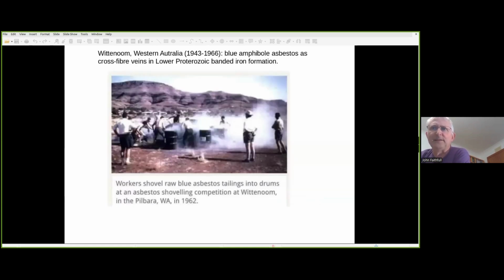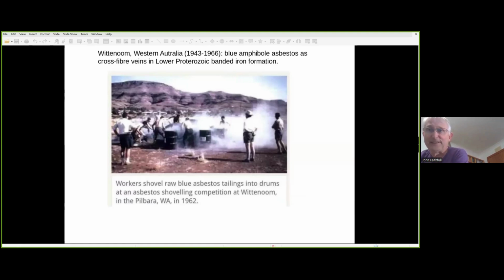Another place here is Wittenoom in Western Australia. There's a blue asbestos deposit, as cross-fibre veins in Lower Proterozoic BIF. Quite a lot of the mining companies working in the Pilbara and so on have to watch out for this, because these giant mining operations are quite often dislodging and having to work through materials which do contain these blue amphibole veins. So the industrial documentation associated with these is actually, as we'll come to later, an interesting and perhaps potential area for resources here.